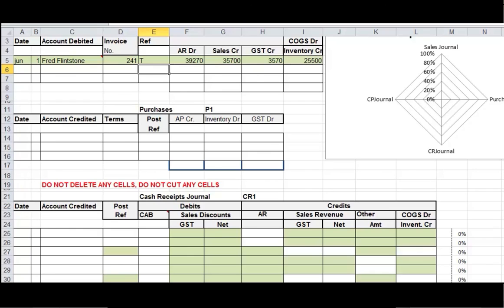Is that all we need to do for this transaction? In the sales journal, we recorded the fact that we made sales of $35,700. We also recorded that we collected $3,570 GST. That means that Fred owes us a total of $39,270, and we recorded this amount in the Accounts Receivable debit column. We also updated Fred's account for $39,270. And we recorded our cost of goods sold was $25,500, and so our inventory fell by $25,500.